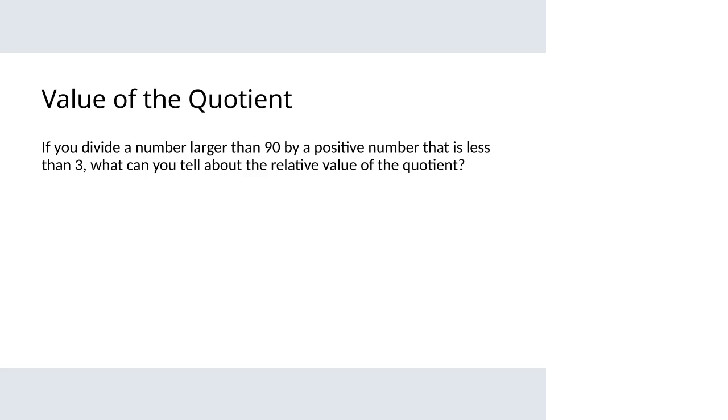If you divide a number larger than 90 by a positive number that is less than 3, what can you tell about the relative value of the quotient? Now, sounds like a SAT question. There's a lot going on in there, so let's talk through this. If you divide a number that is larger than 90 by a positive number that is less than 3, what can you tell about the relative value of the quotient? Now, relative value, we will discuss what's meant by that little piece right there. But first thing we need to do is quotient. The quotient is the answer to a division question.